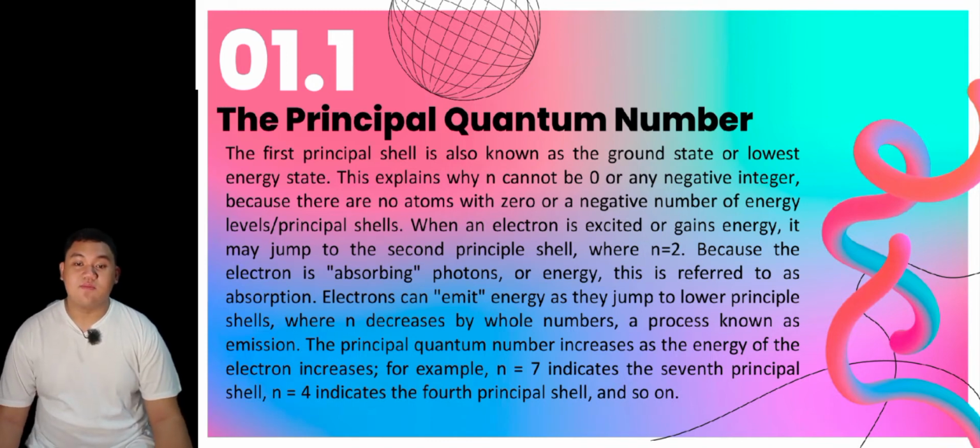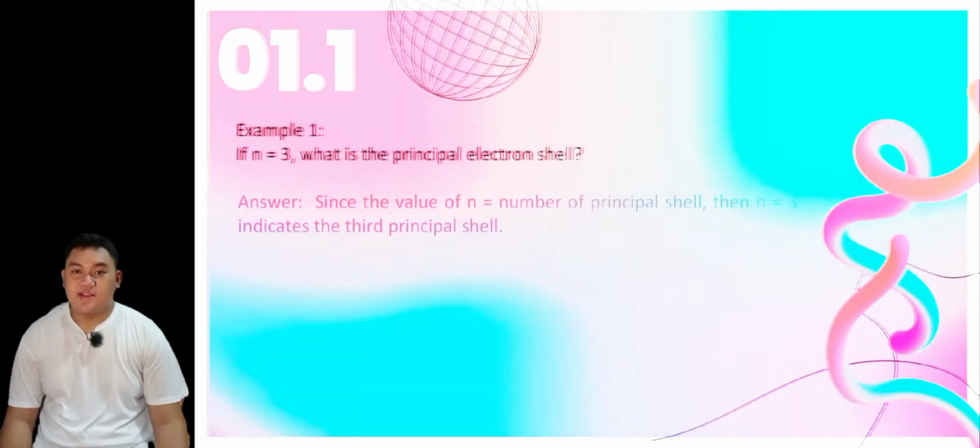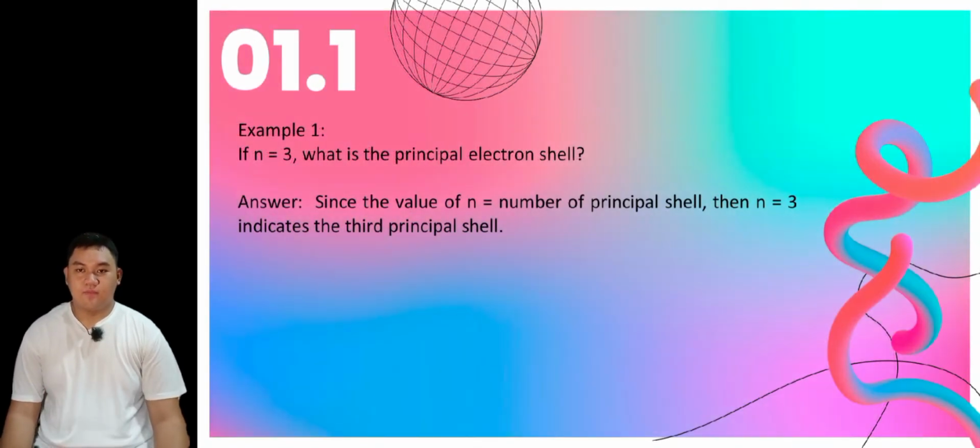Here are some example problems that can help you better understand the principal quantum number. For our question number 1, the answer is the third principal shell. As we recall from the lesson earlier, the value of n is equal to the number of principal shells. Then n equals 3 indicates the third principal shell.